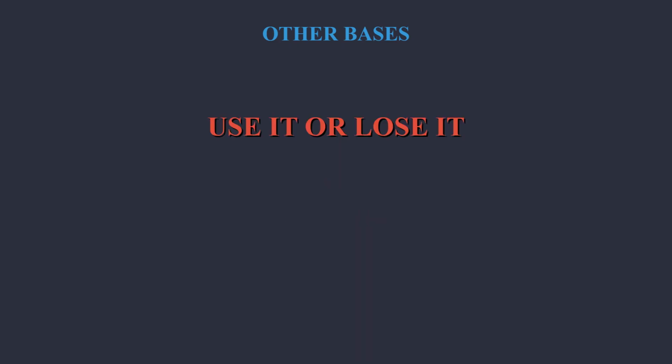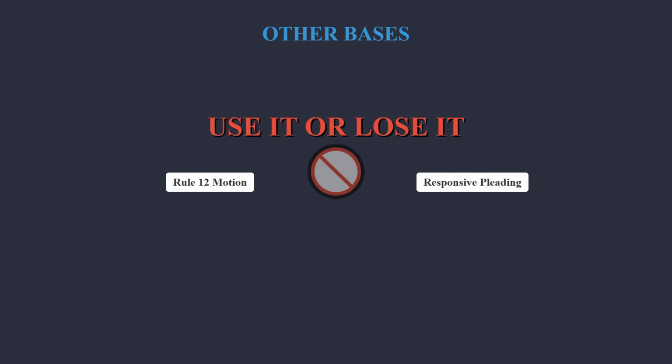Personal jurisdiction is a waivable defense. The defendant must raise the lack of personal jurisdiction promptly. This defense must be included in their first responsive pleading. Alternatively, it must be raised in a Rule 12 motion. Failure to raise the defense permanently waives the objection.